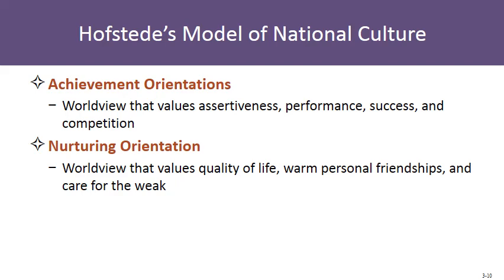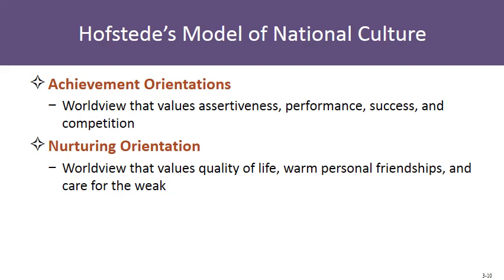Next, we have the achievement versus nurturing orientation. So the achievement orientation is a worldview that values assertiveness, performance, success, and competition. That competition is good. A nurturing orientation, that is, if that's more dominant in a national culture than competition, then that's a worldview that values sort of quality of life and concern about society in a more general sense.